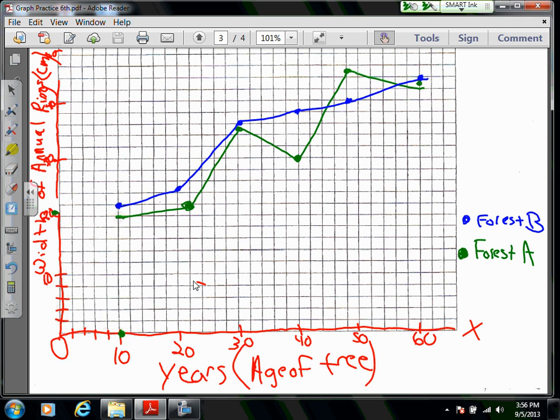Now the last thing that you need to do with this is give it a title. Now the title is going to be the independent variable versus dependent variable. So at the top of your page, I don't have much space here, but you're going to put independent variable, age of tree, versus average annual ring size, and then centimeters. So there's your title on there for that one.